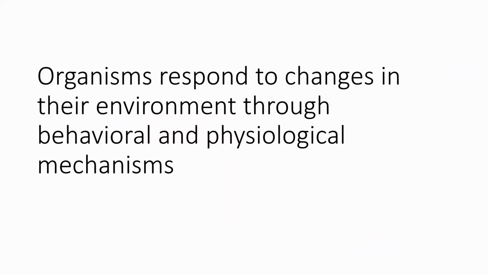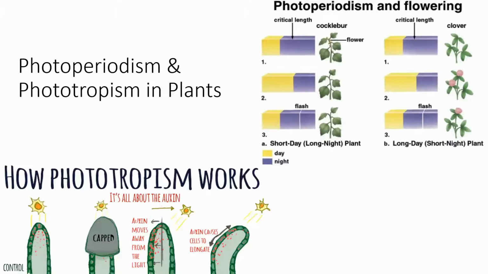All right, organisms have various mechanisms to respond to changes in their environment. So in plants, you have two responses to sunlight called photoperiodism and phototropism. Phototropism is growth, or a tropism is growth towards or away from something. With the photo part, what does photo mean? Photo means light. Phyte means plant.